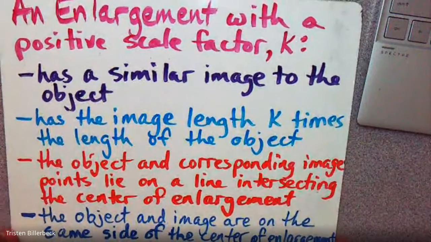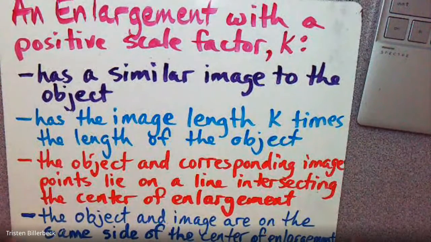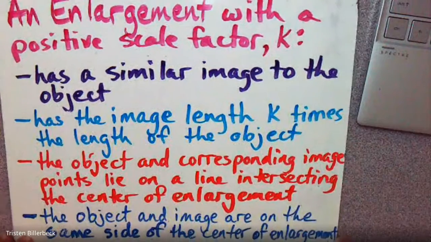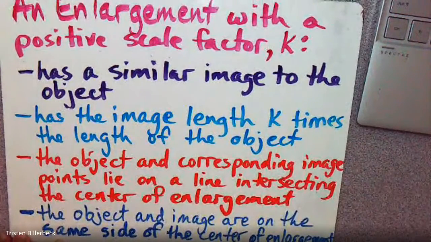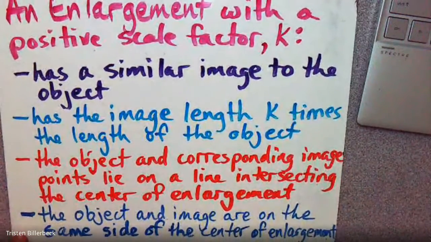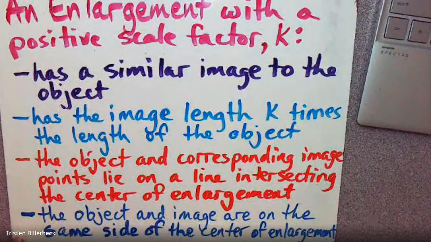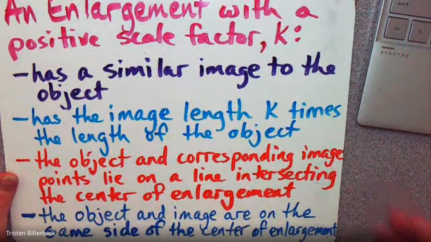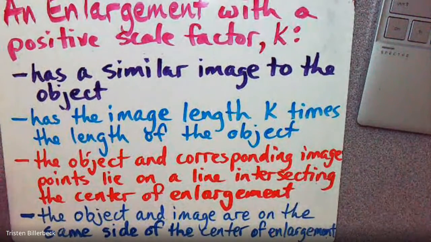Okay, so also we have the object and image on the same side of the center of enlargement. So the object and the image are on the same side. Okay, so we also saw that. So that happens with a positive scale factor. So we can infer from this that if it's a negative scale factor, then that object's on the other side of the center point. Okay, so there we have it. So those are some general rules that we have with enlargements.